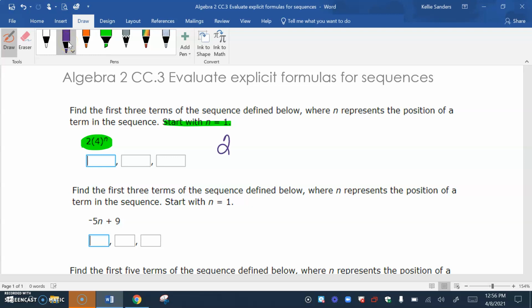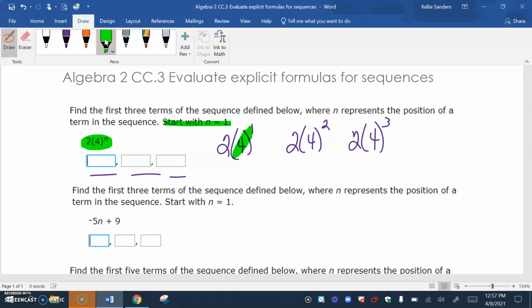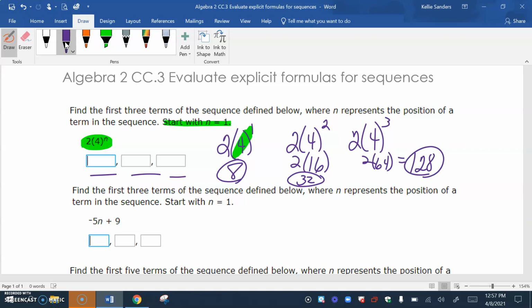So it's asking you to do 2 times 4 to the 1, 2 times 4 to the 2, 2 times 4 to the 3, because it has 3 blanks. We're doing it 3 times. The first thing you would do is do the exponent, and 4 to the 1 is 4, and 4 times 2 is 8. You do the exponent first. 4 to the second is 16, times 2 is 32. You do the exponent first. 4 to the third is 64, times 2 is 128, and those are the numbers that are going to go into the blocks.